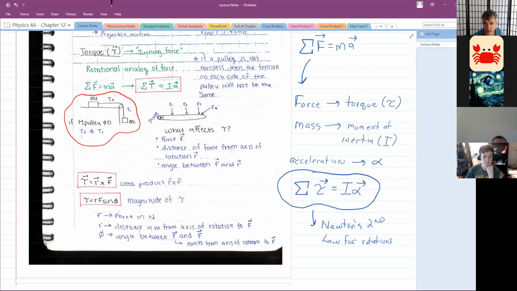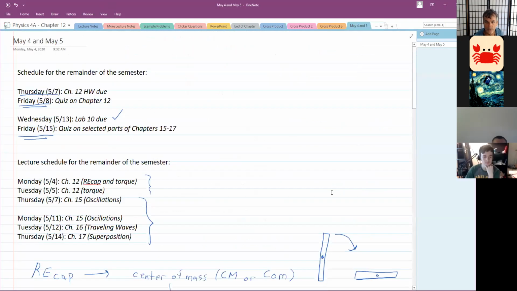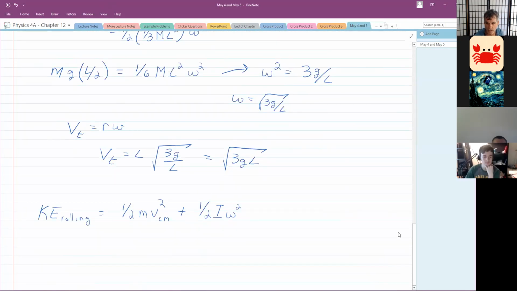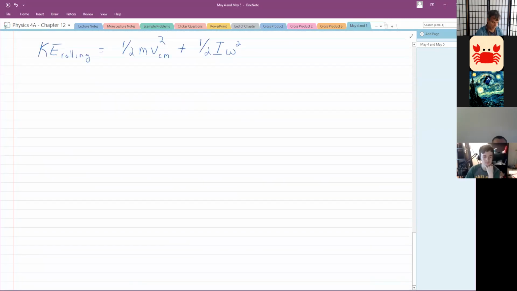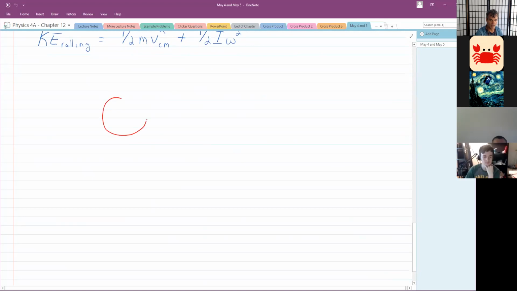Just real quick, let me tell you a quick little thing. We're going to get to the torque definition in a second. But if I had tension acting here, let me call this T1, and tension acting here, T2. What we're going to see is that torque is equal to R F sine theta, where R is the distance from where the force is applied to the axis of rotation, F is the magnitude of the force, and theta is the angle between R and F.